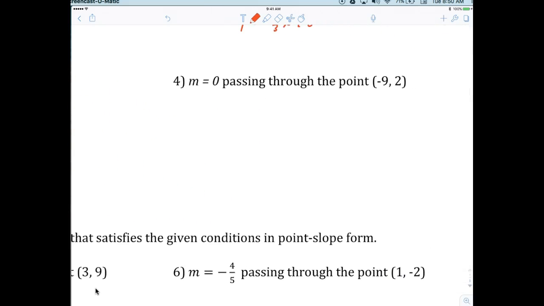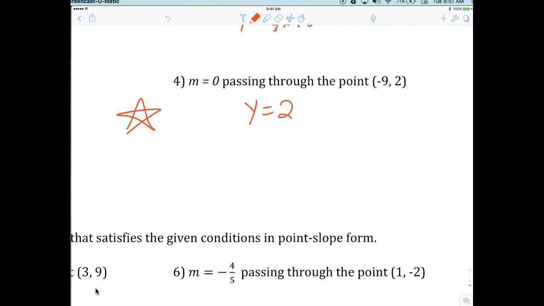Number 3 is a special case. Slope is 0. So it would be what? What's the equation? y equals 2. What is the y value? 2. That's how you do that. That's easy.